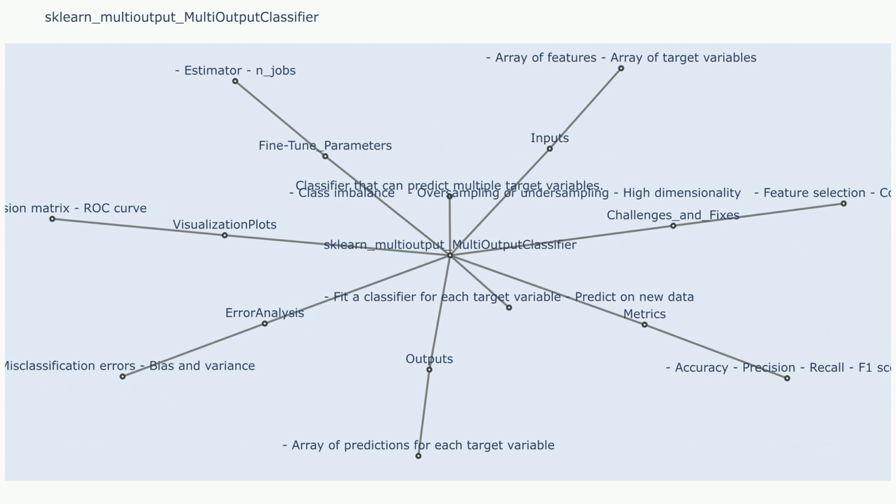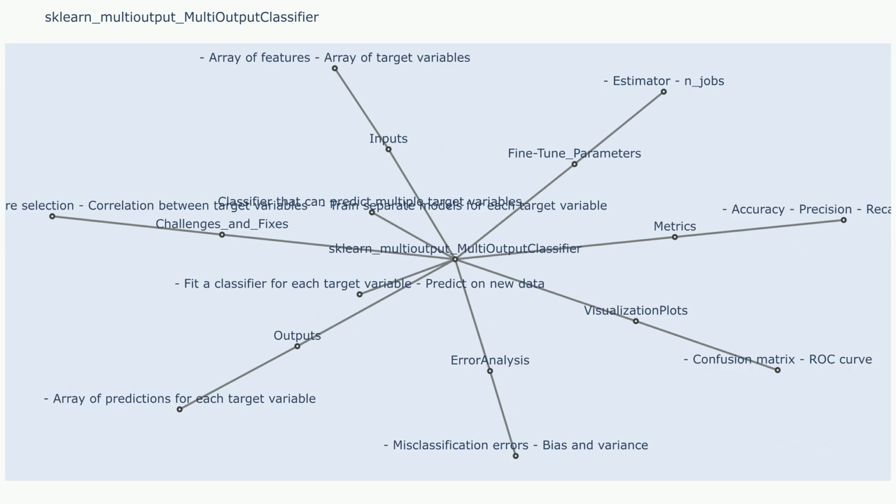Metrics. Metric 1. Explain in detail. Accuracy measures the proportion of correctly predicted labels for each output variable. It's often calculated as the average accuracy across all outputs. Metric 2. Explain in detail. F1 score measures the harmonic mean of precision and recall for each output variable. This metric is useful for imbalanced datasets.